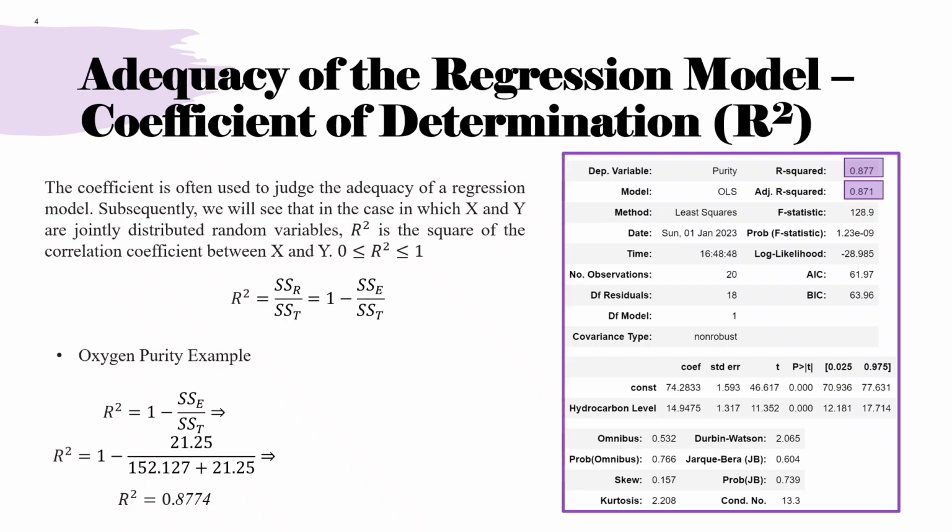By default, Python regression output reports both R squared and adjusted R squared for fitted regression models. In addition, R squared can also be computed manually using the ANOVA quantities, as shown here.